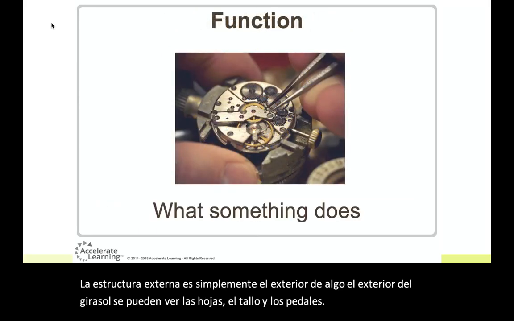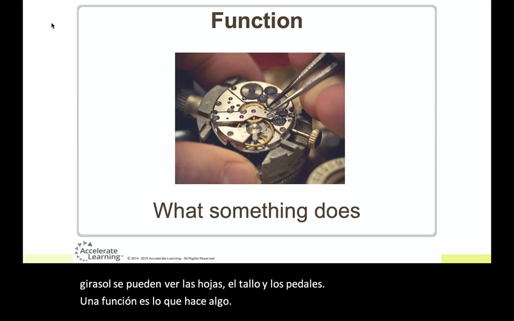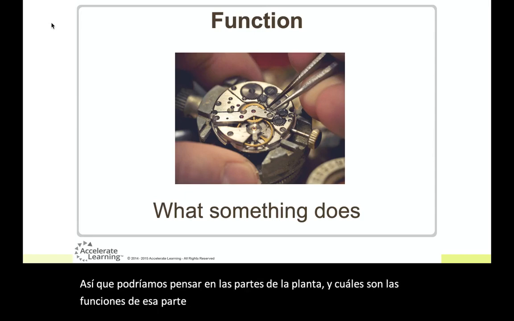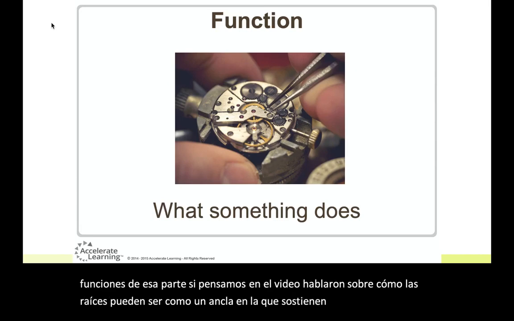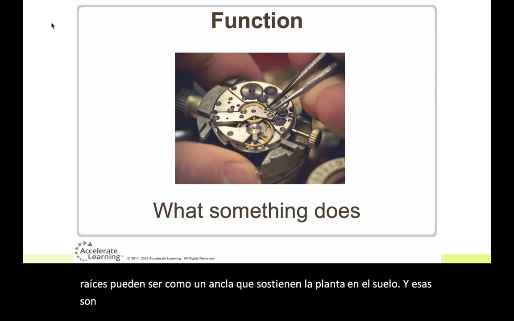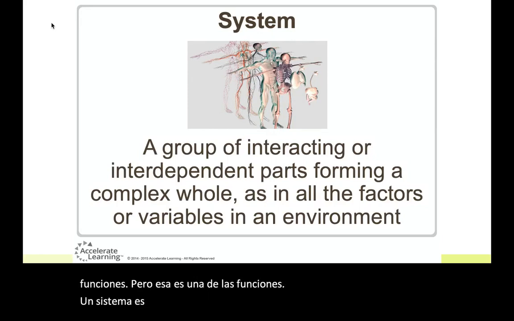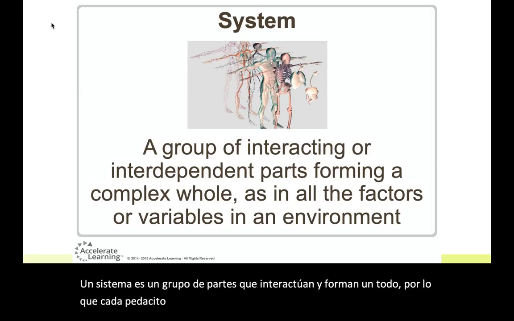A function is what something does. So we might think of the parts of the plant and what the functions are of that part. If we think about the video, they talked about how the roots can be like an anchor, which holds the plant into the ground. And that's its function. That is what the roots do. It might have other functions, but that's one of the functions. A system is a group of interacting parts that form a whole. So each little piece of a plant works together as a system.